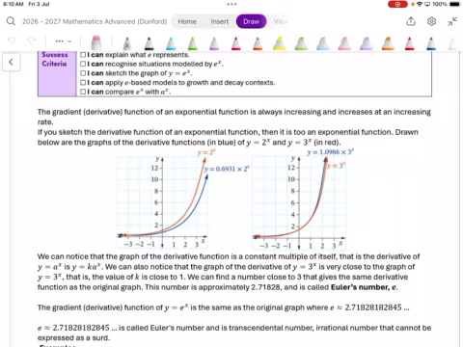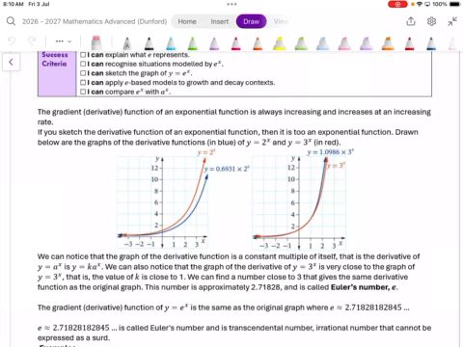We can also notice that the graph of the derivative of y equals 3 to the power of x is very close to the graph of y equals 3 to the power of x, so you can't really see the difference between that blue and that red line. That means that the value of k is close to 1, so we're only really multiplying by 1. We can find a number close to 3 that gives the same derivative function as the original graph. This number is approximately 2.71828, and it's called Euler's number e, like we saw in that video.